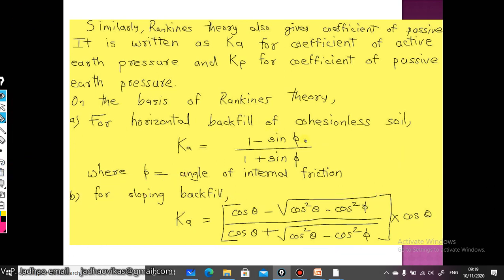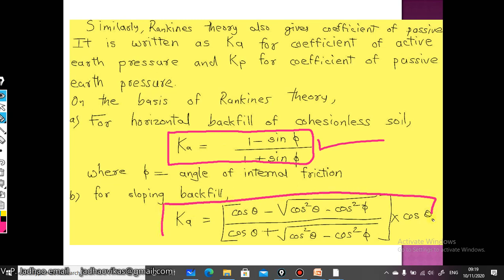So we have two different types of backfill. For horizontal backfill, we have the coefficient of active earth pressure as 1 minus sin phi divided by 1 plus sin phi, whereas if we have sloping backfill, then the formula for calculating the coefficient of active earth pressure is Ka equal to cos theta multiplied by cos theta minus under root cos square theta minus cos square phi, divided by cos theta plus under root cos square theta minus cos square phi, where theta is the angle of your sloping backfill and phi is the angle of internal friction of your soil material.